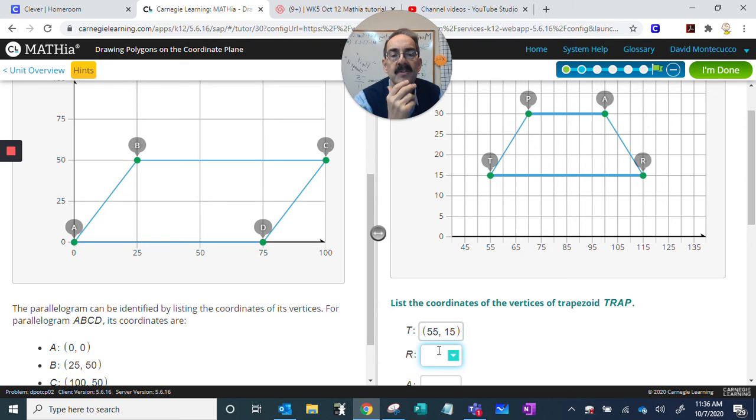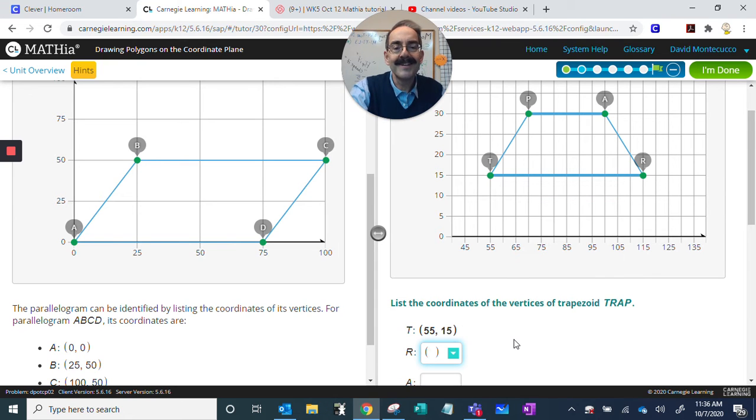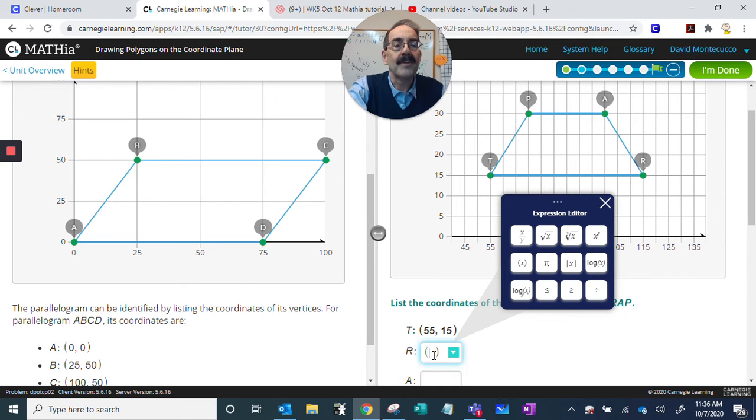R, 115, 15. So this time, I'm going to click on this arrow to see what it says. And that's a formula. I wonder what that does for us. Oh, there's my parenthesis. Oh, I love it. So now, I didn't have to use the parenthesis. 115, comma, 15. Enter.